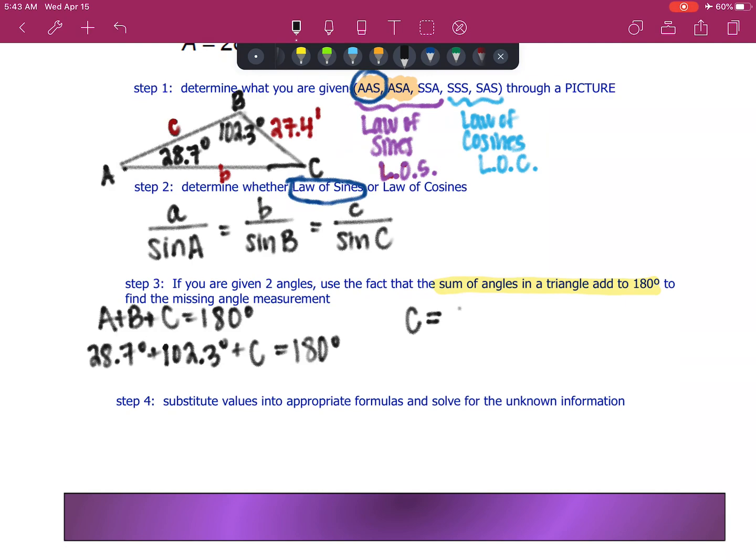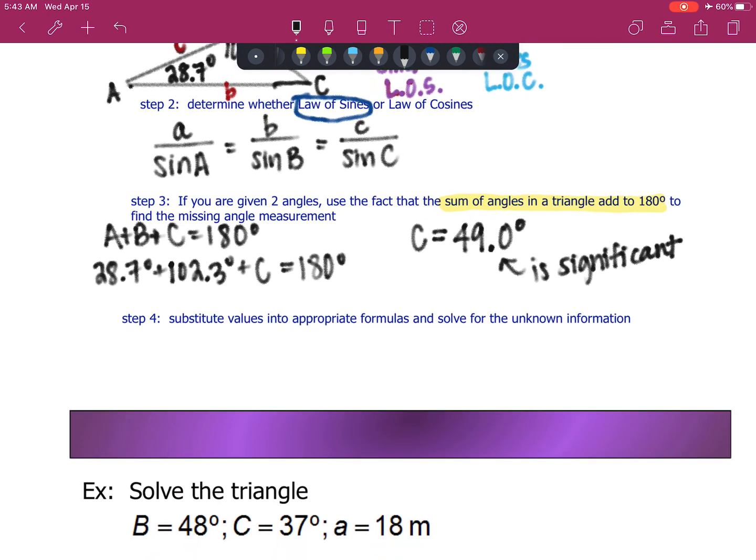So the simple math says C is equal to 49.0 degrees. This is significant, this 0. So please do not forget it. C is equal to 49.0 degrees. I'm going to hold on to that and come back to it.